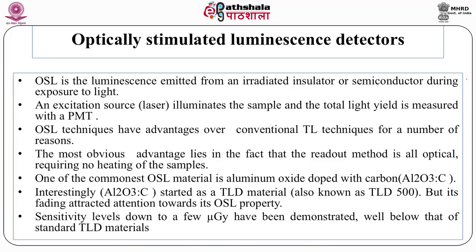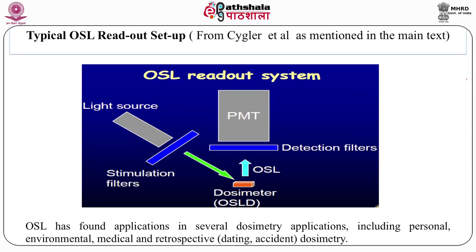Now, detection sensitivity here can be down to a few microgray, compared to about 100 microgray with TLDs, well below that of the TL material. So what happens in an OSL material is, you have a dosimeter. After irradiation with ionizing radiation, this is brought to an OSL reader. In the OSL reader, light of a certain wavelength, in the form of a laser, illuminates this sample. As a result, the sample emits light at another wavelength, and that is detected by a PM detector. So in place of heating, you have a light source being used as a stimulant.